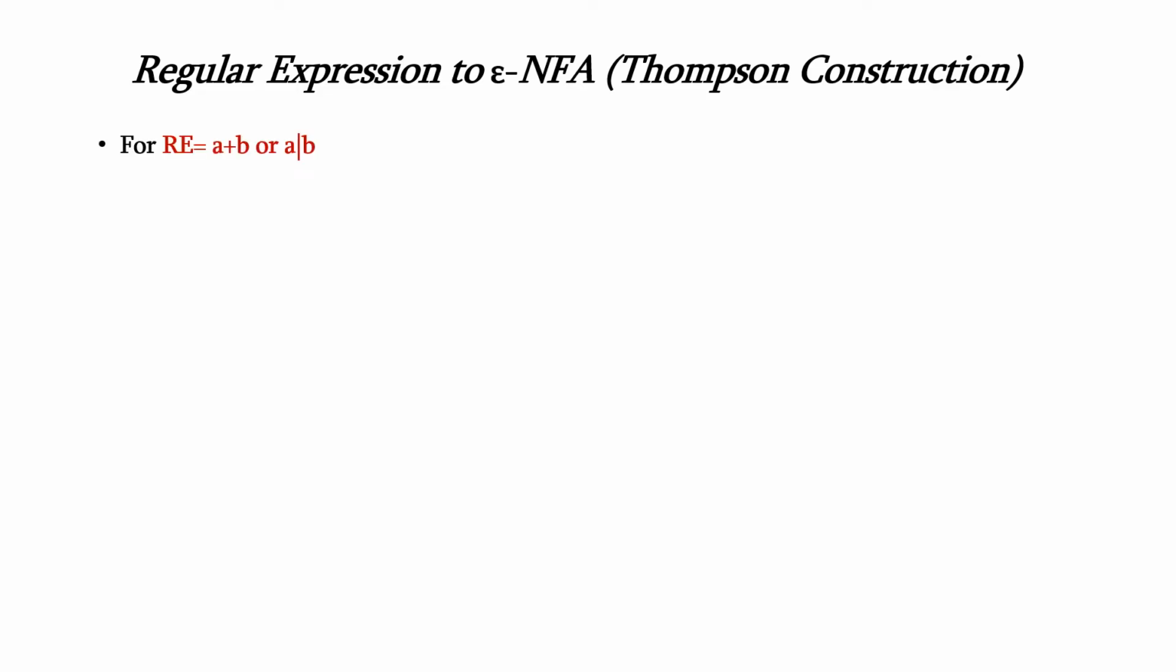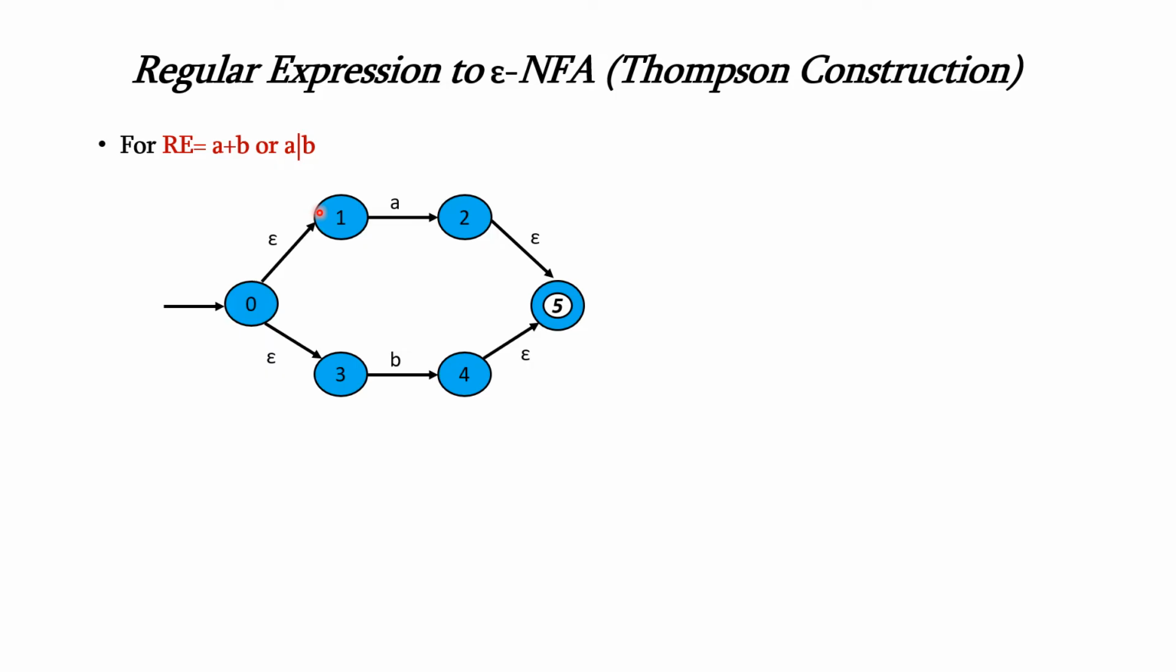Next we have the union operation. If the regular expression contains the union operation or OR operation, which is represented as A plus B or A or B, the NFA can be constructed as shown here. So this indicates that to make a transition from one state to another state, either we can take the path of A or we can take the path of B.